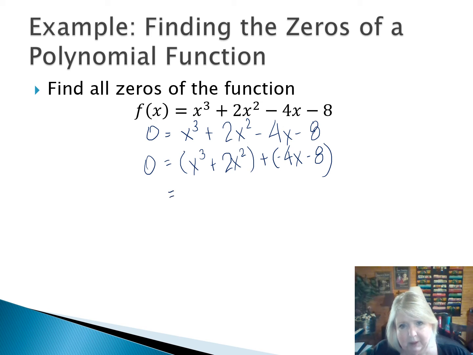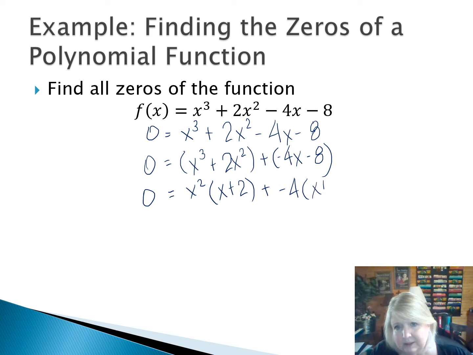So having grouped them like this, now I'm going to factor out an x squared from my front grouping, and that leaves x plus 2. From the back grouping, since I want the x to be positive, I'm going to take the negative with the common factor of 4. So I'm going to take out a negative 4, and that will leave x plus 2. Now my parentheses are identical, so they are a common factor. So I'm going to factor out the x plus 2. And when I divide it out, that leaves me with x squared minus 4.